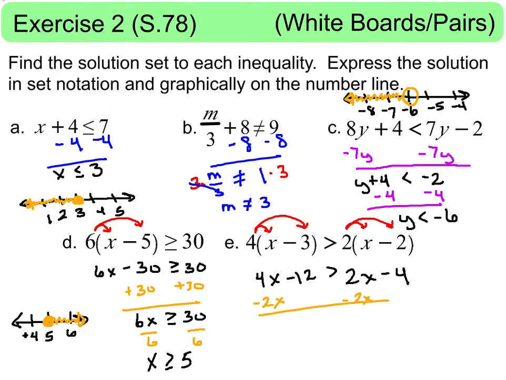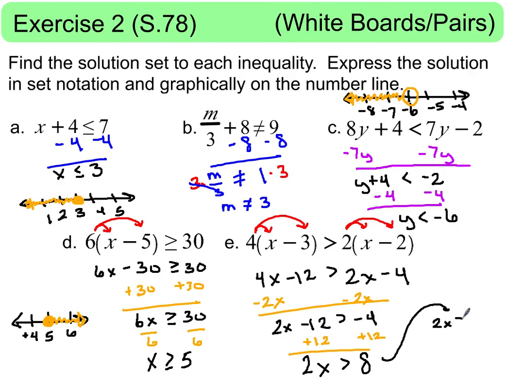And so that's going to allow us to have 2x minus 12 is greater than negative 4. And if I add 12 to the other side, so plus 12, plus 12, we'll have 2x is greater than 8. I can divide by 2 on both sides. 2x is greater than 8. We'll divide by 2. And x would be greater than 4.